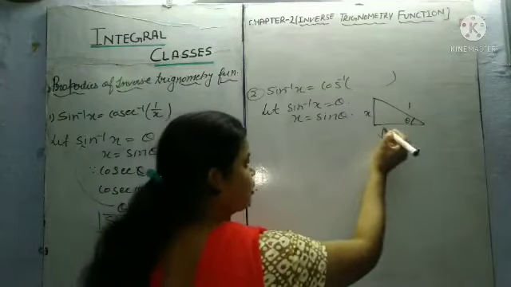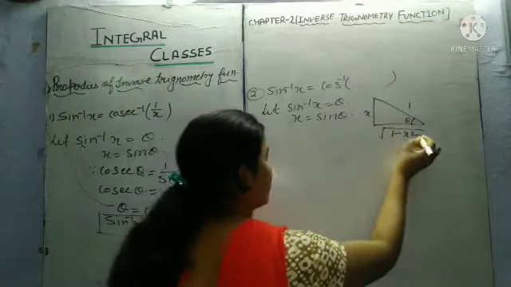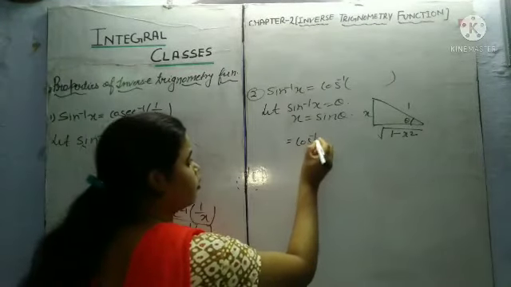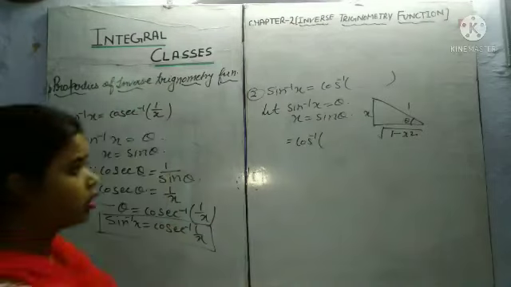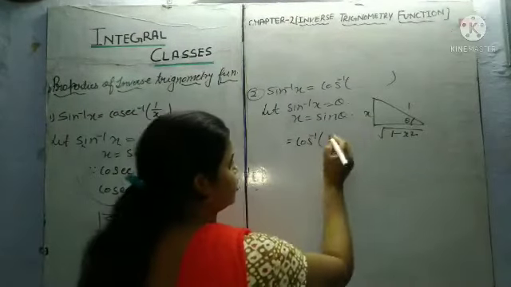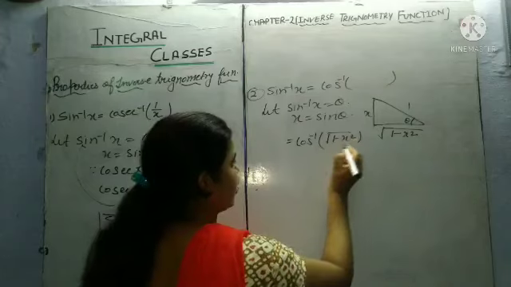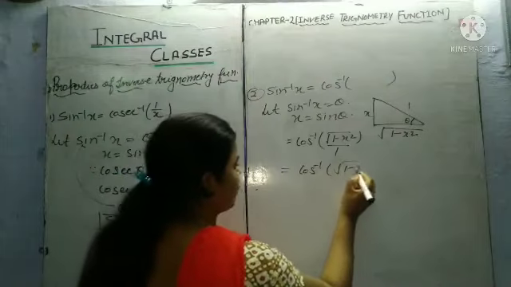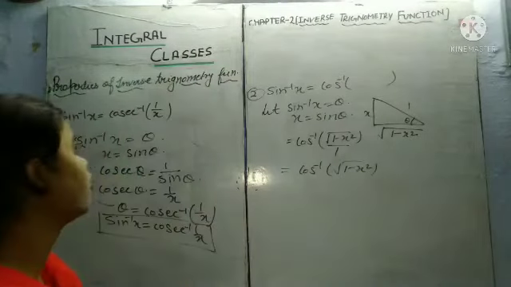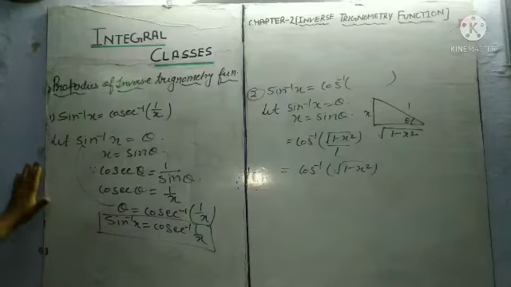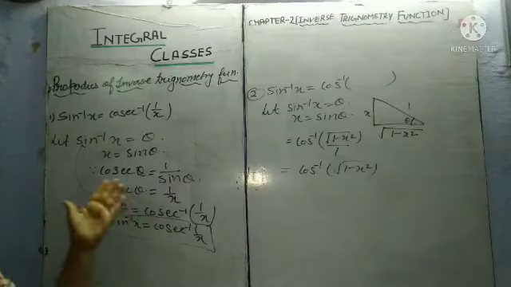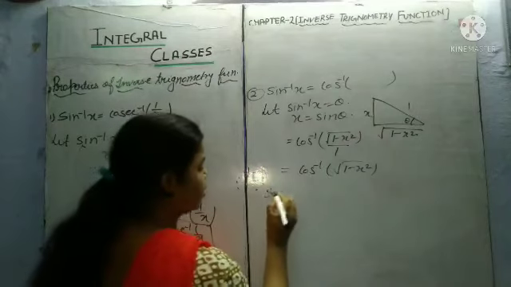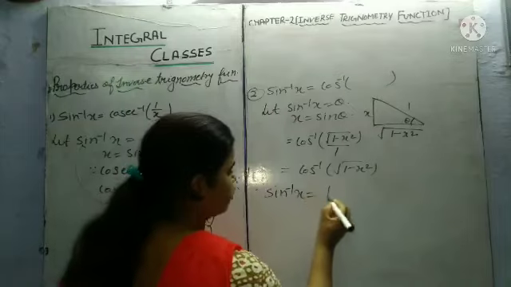Now we will find its base, which is root of 1 minus x square. So for cos inverse, we know that cos is base upon hypotenuse. So root of 1 minus x square upon 1, so sin inverse x is equal to cos inverse root of 1 minus x square. So student, if we use this property, we can change any trigonometric ratio to the other 5 trigonometric ratios.